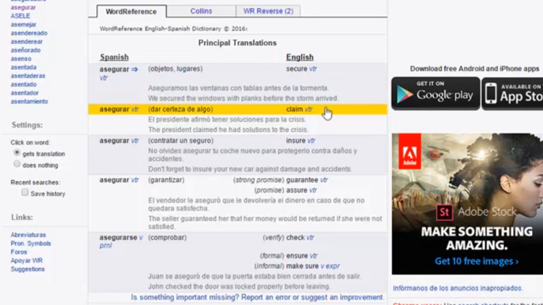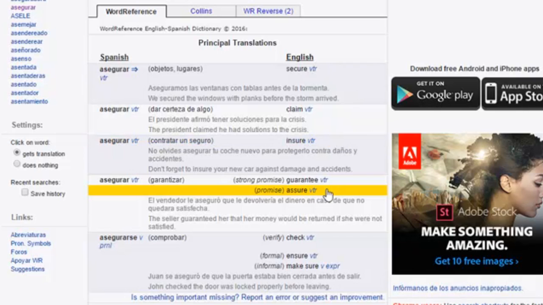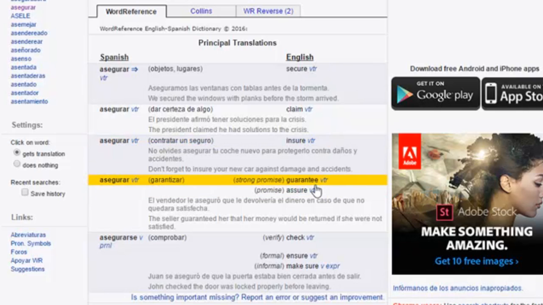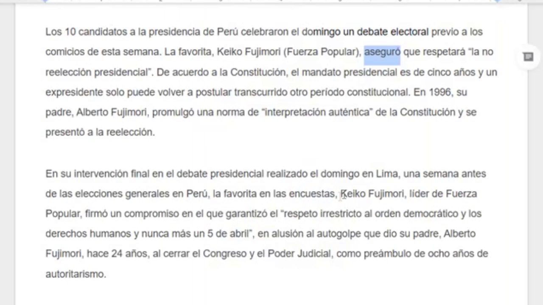And then look at secure, claim. You can use this word for many different things, but one of them is assure, and that fits the context that we have in this article, and it looks like the English word anyway, and it looks like the Spanish word. So aseguró is she assured, que respetará, and that looks a lot like respetaré, because it is a lot like it, except it's the third person in the future of respetar now. So respetaré is I will respect. This word is respetará, she will respect, or he will respect, in this case, Keiko Fujimori.